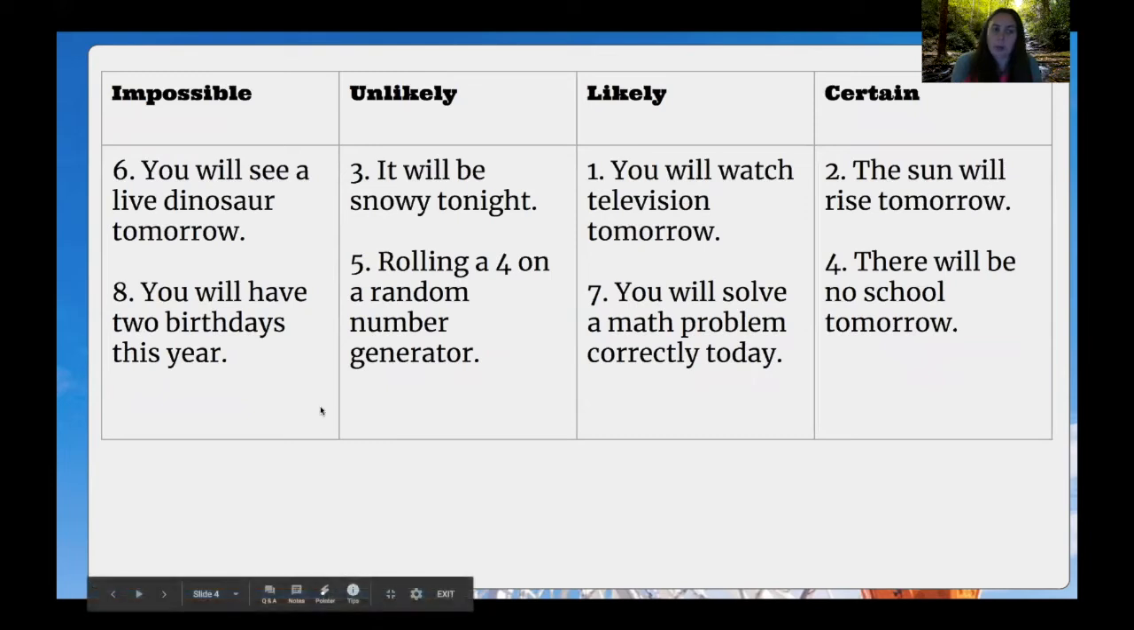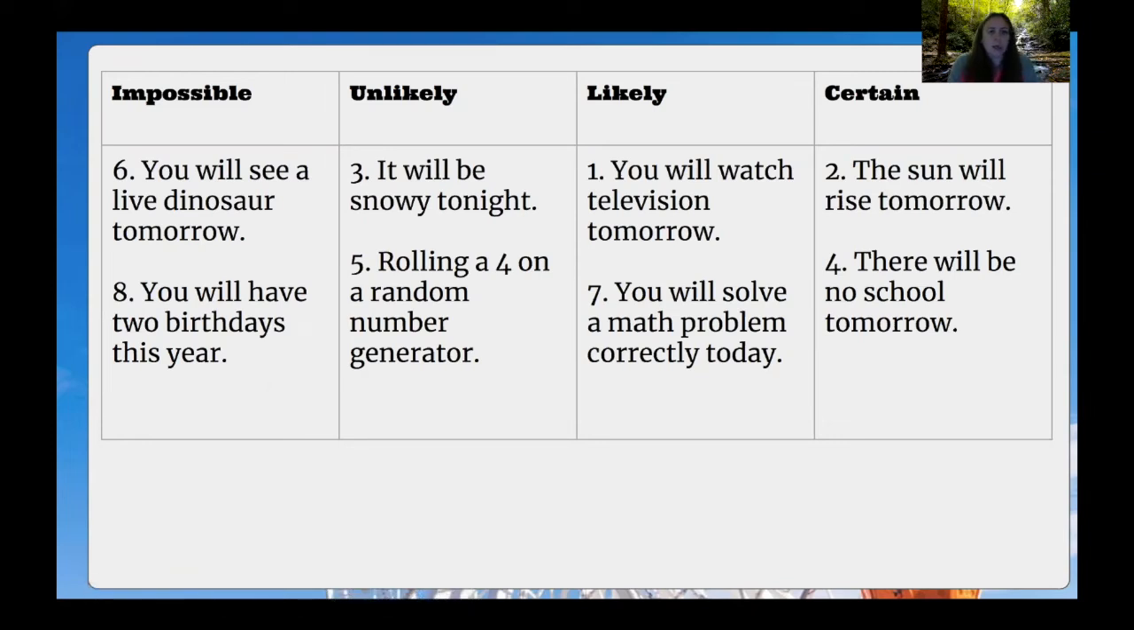All right, so impossible. Number 6, you will see a live dinosaur tomorrow. Not gonna happen. Number 8, you will have 2 birthdays this year. As much as that would be nice, it's not gonna happen. Unlikely: it will be snowy tonight. Well, it could, but very, very unlikely. Rolling a 4 on a random number generator. It definitely can happen, but there are 6 options. So getting just that one number, it's unlikely to do.